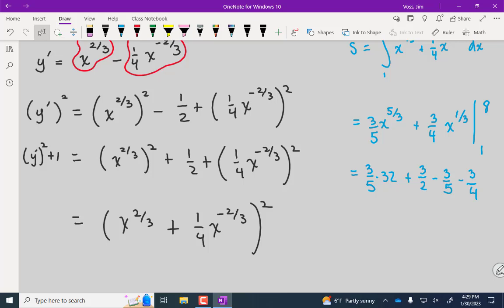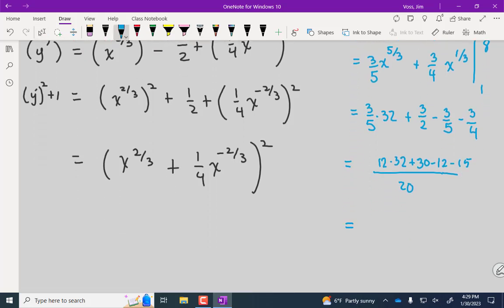Common denominator of 20? So, yeah, whatever that all simplifies to. That's going to be 12 times 32, plus 30 minus 12 minus 15. Somebody has the final fraction. Tell us. 387 over 20. 387 over 20, thank you.